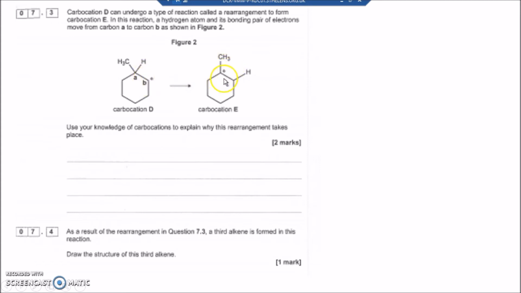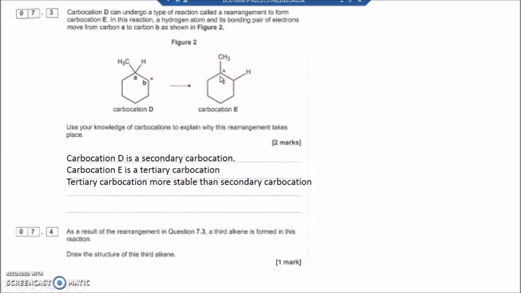The tertiary carbocation is more stable than the secondary carbocation, and that's why it's formed. So the question isn't asking how this rearrangement happened, it's just asking you to recognise that this is a secondary carbocation, this is a tertiary carbocation, and the tertiary carbocation is more stable than the secondary carbocation, and that's why that happens. As a result of this rearrangement, a third alkene is formed from this reaction. Draw the structure of this third alkene.